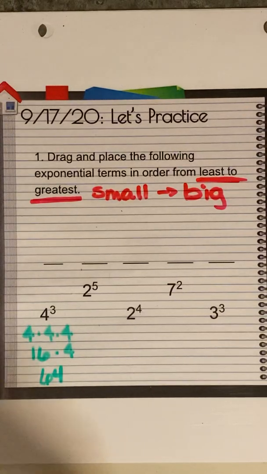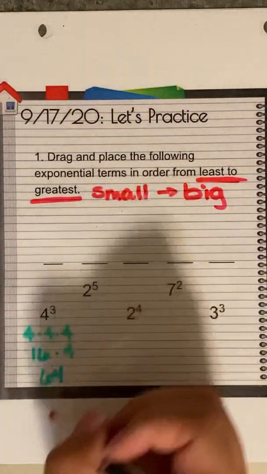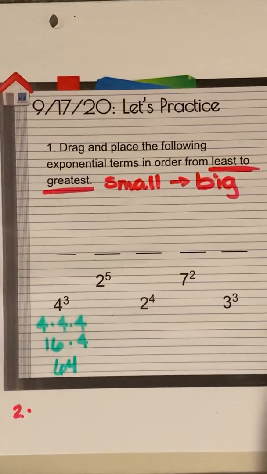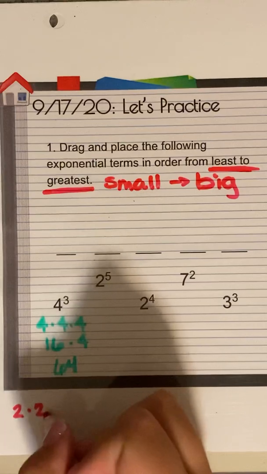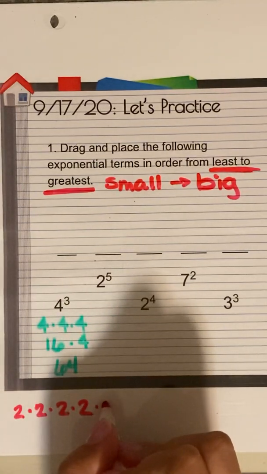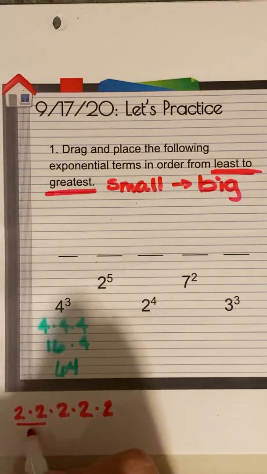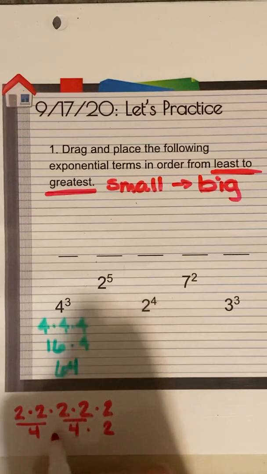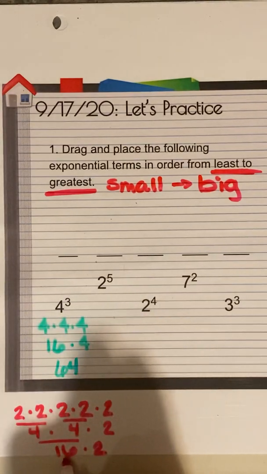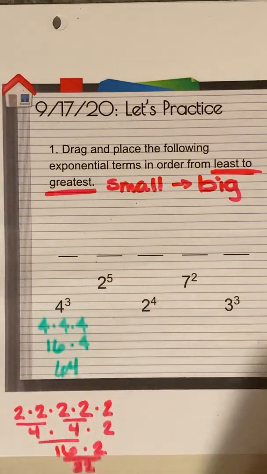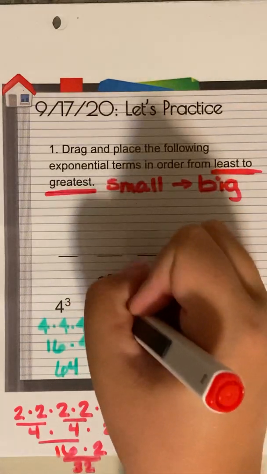2 to the 5th power, I am going to do that down here. Sorry, can you see? 2 times 2 times 2 times 2 times 2, 1, 2, 3, 4, 5. So 2 times 2 is 4, 2 times 2 is 4, 4 times 2 is 8, 8 times 2... 4 times 4 is 16, times 2 is 32. So 2 to the 5th power is 32.